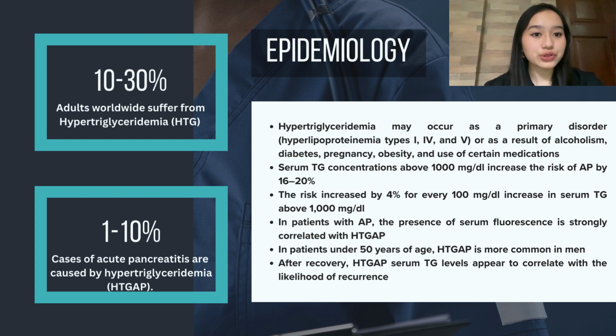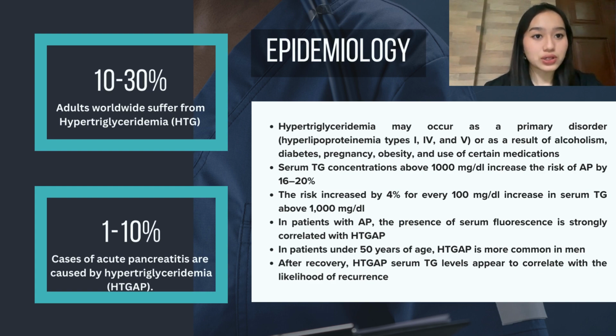And today I'm going to talk about the epidemiology of hypertriglyceridemia induced acute pancreatitis. So first, we have to know that 10 to 30% of adults worldwide suffer from hypertriglyceridemia, and 1 to 10% of cases of acute pancreatitis are caused by hypertriglyceridemia, or what we call hypertriglyceridemia-induced acute pancreatitis, or HTGAP.